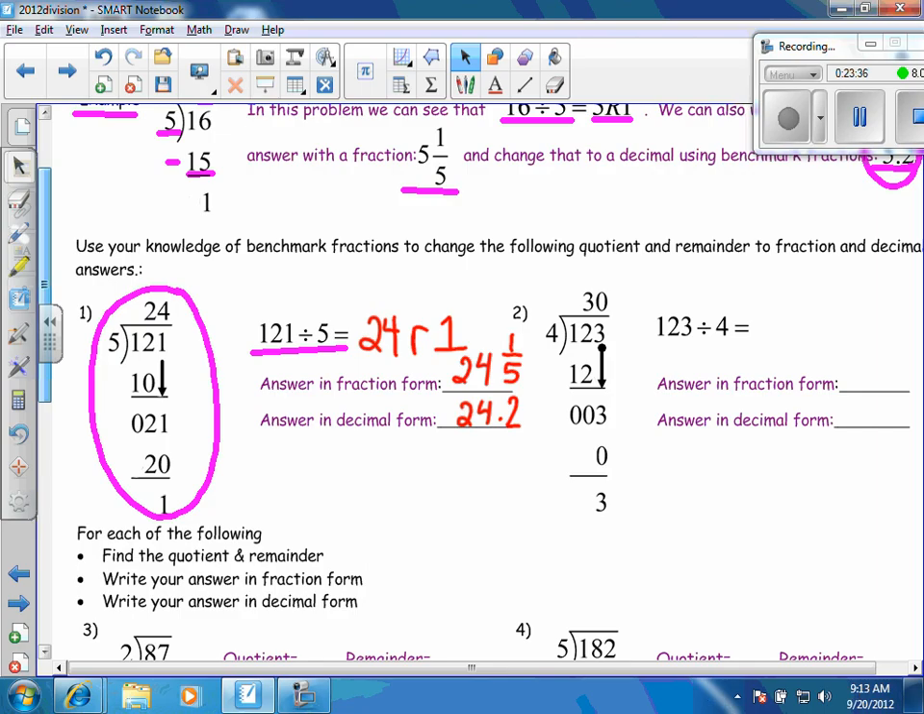And your homework. There's some work on the back. So the problems that I want you to do, I'm going to go ahead and okay.